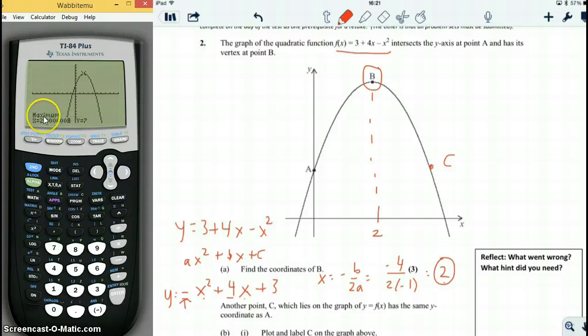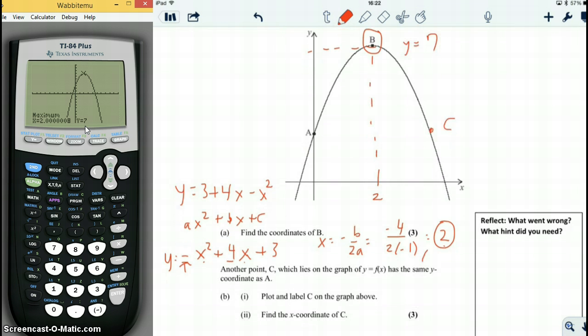And so it says that the point is x equals 2, and it's 2.00008, but that's the same thing as 2, right? And y equals 7. So now we have that the y coordinate is 7 for B. So the coordinates of B would be 2, 7. And we could have gotten that 7 also by putting 2 into the formula. So we could have put like 2 squared plus 4 times 2 plus 3. And so that would be 4 plus 8 plus 3.